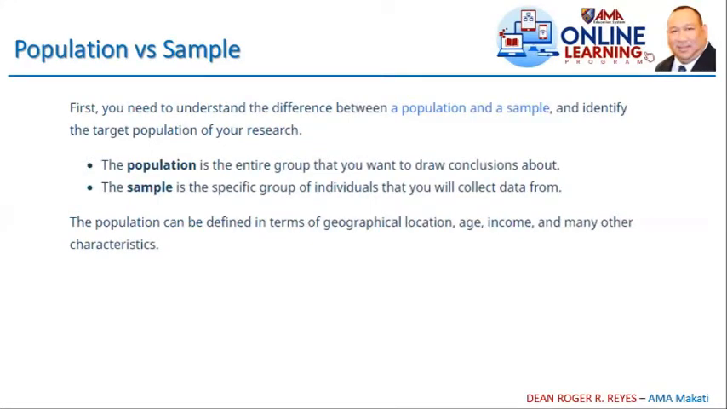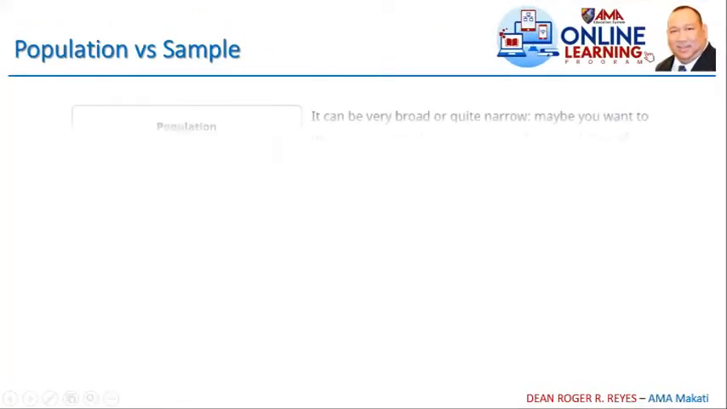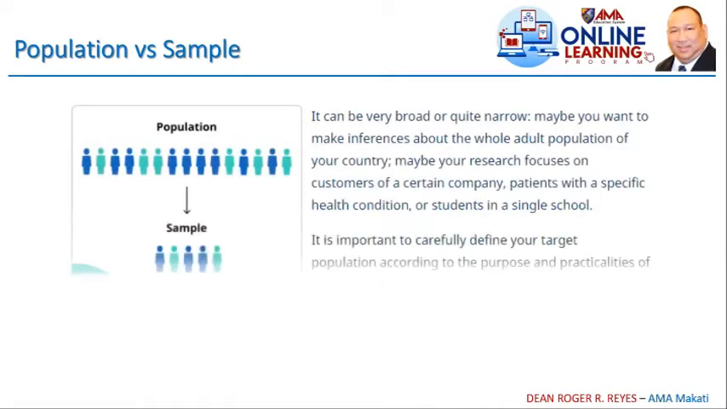So, population versus sample. First, you need to understand the difference between a population and a sample and identify the target population of your research. The population is the entire group that you want to draw conclusions about. The sample is the specific group of individuals that you will collect data from. The population can be defined in terms of geographical location, age, income, and many other characteristics.